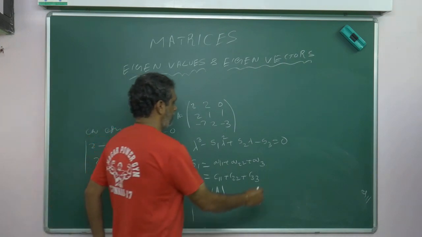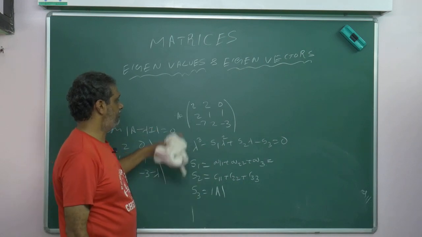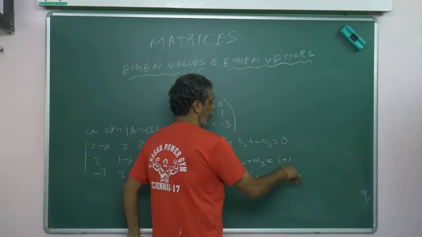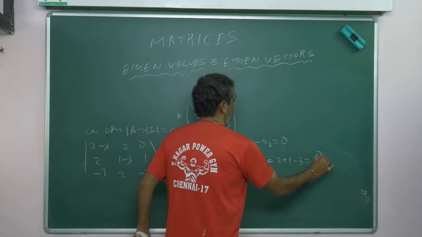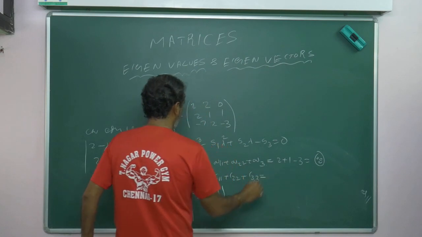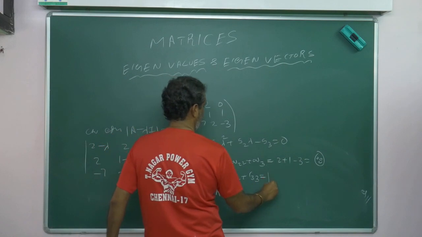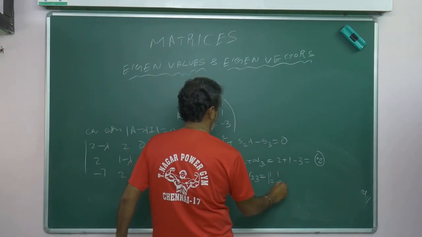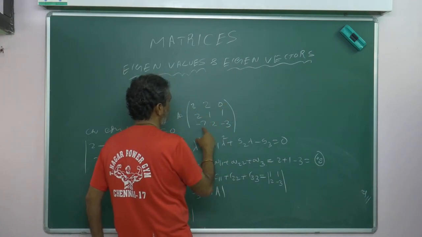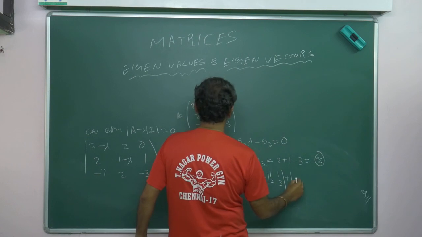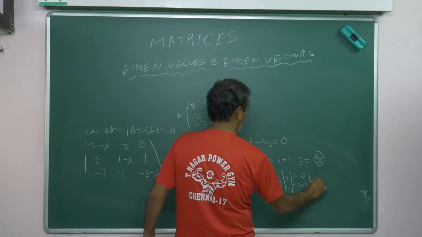This fellow s1 is equal to what? A11 plus A22 plus A33. Who is my A11? 2. A22 is 1, A33 is minus 3, so the sum is equal to 0. Happy. Then what is my C11? Leave this row and this column. So what will you get? 1, 1, 2, minus 3. Then for the next, leave this row and this column: 2, 0, minus 2, minus 3.